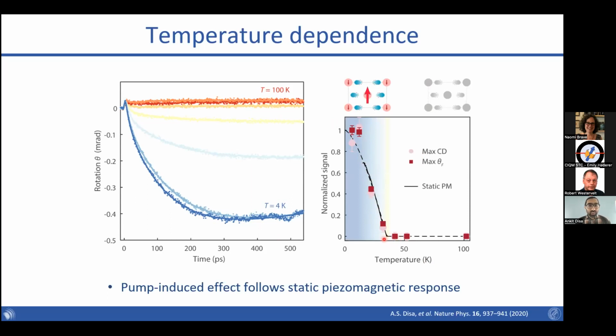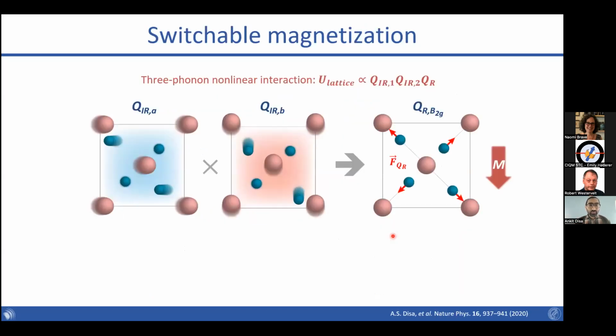And this is what you would expect from a piezomagnetic type of effect. Actually, the temperature dependence of the induced Faraday rotation closely matches that of the static piezomagnetic response of the material. So this provides a confirmation that this idea of an analogy to the static piezomagnetic effect is valid. But this time what we're doing is actually driving that dynamically using optical phonons on a much faster time scale.